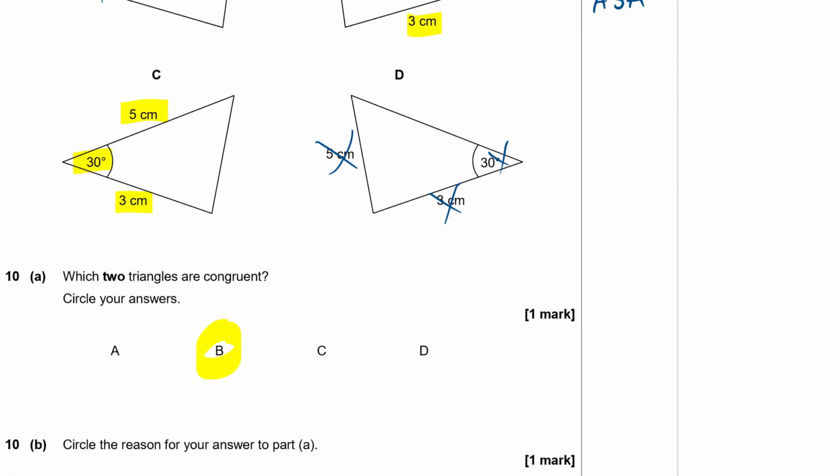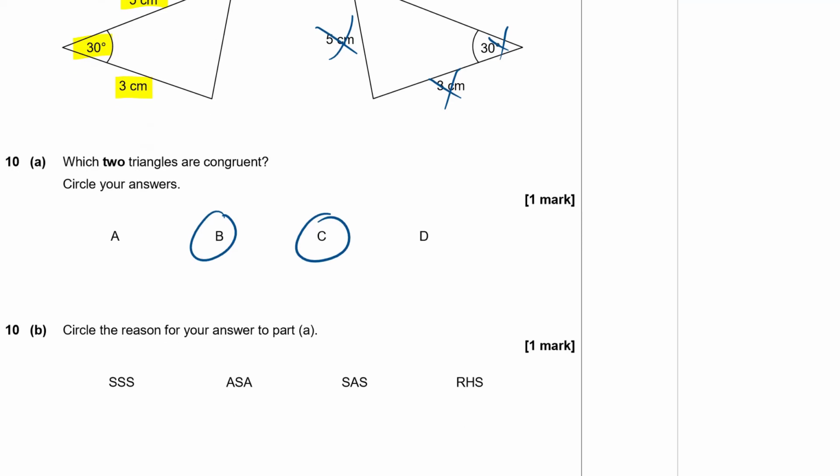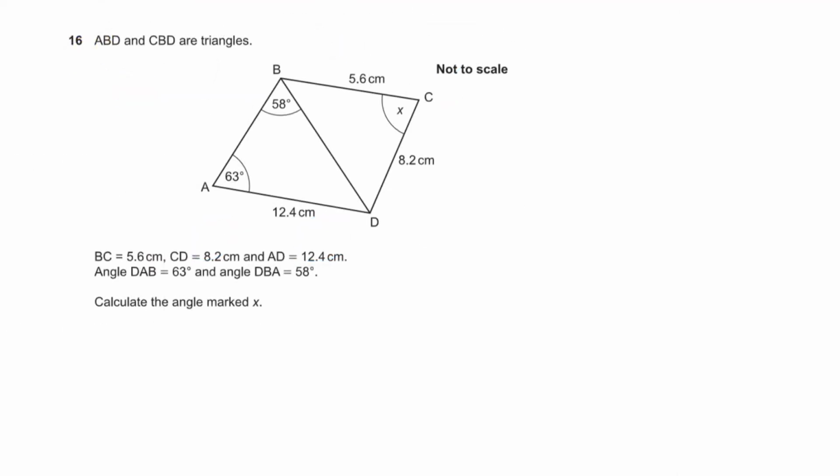Oops. Let's do that again. B and C. Circle the reason for your answer. It's side, angle, side. ABD and CBD are triangles. BC is 5.6, CD is 8.2, AD is 12.4, angle DAB is 63, and angle DBA is 58. Calculate the angle marked X.